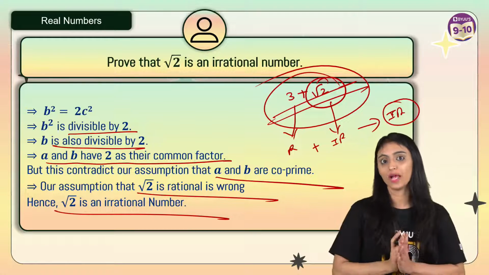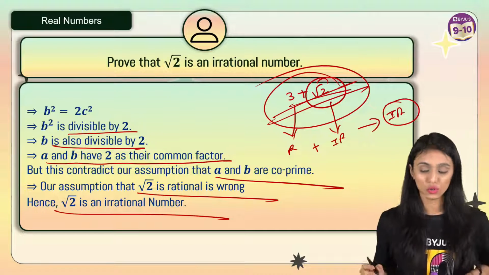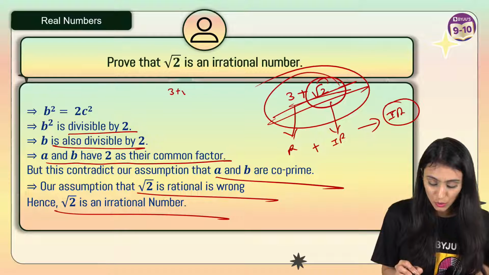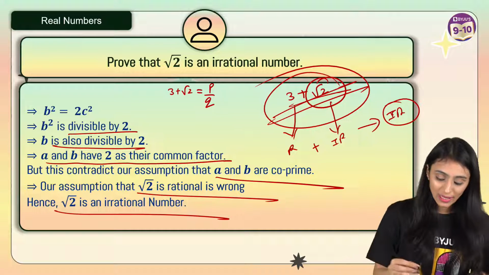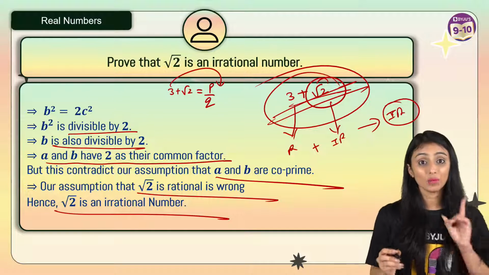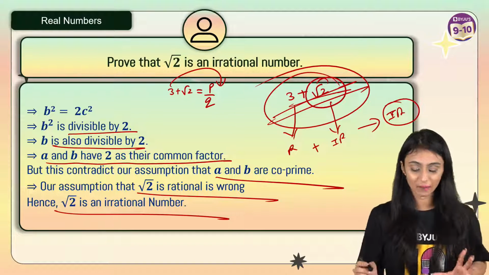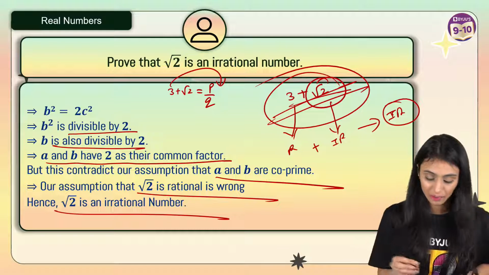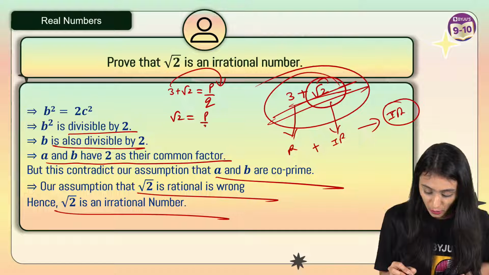Another simpler way I would say to do it is, first you can assume that 3 plus root 2 is rational. Let's say it is equal to p by q. You have to mention q not equal to 0, p and q are co-prime. This has to be mentioned every time. Now let's take this 3 to the other side. I'm telling you both the ways. So here root 2 would be equal to p by q minus 3.